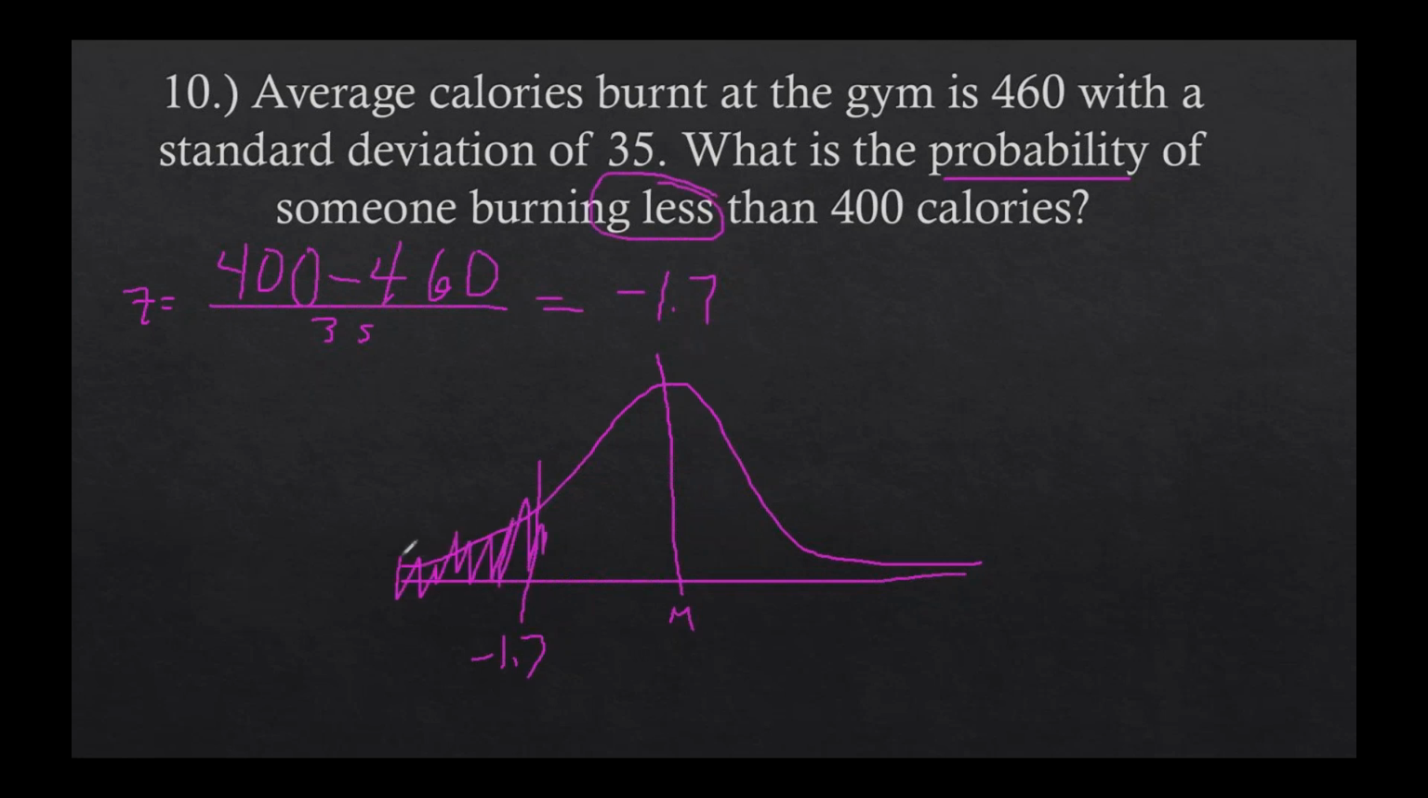So we want this. So we go to our table. And what does the table spit out for that probability? Yeah, 0.0446. So there's a 4.46% chance that somebody will burn less than 400 calories at the gym. There's the problem. Okay. Questions, comments, concerns, suggestions.